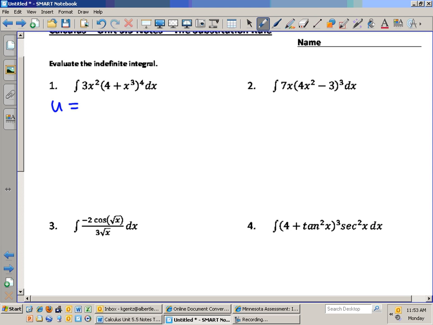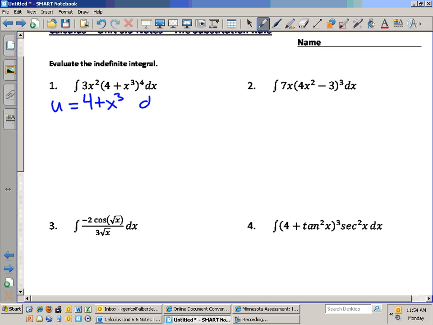What is u going to be equal to in this scenario? 4 plus x to the third. Generally speaking, u is the inside piece of the function. Not all the time, but generally speaking. And here's how I know that it's 4 plus x to the third: when I take the derivative, something else pops up.